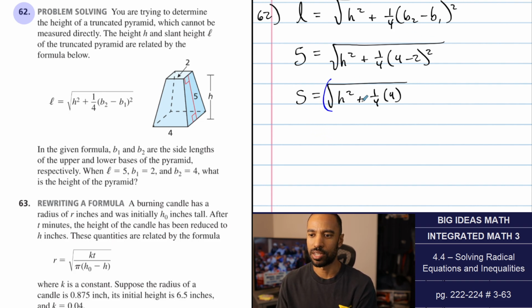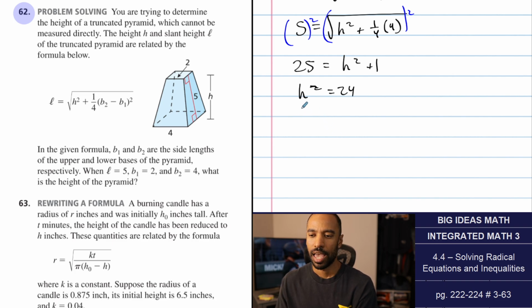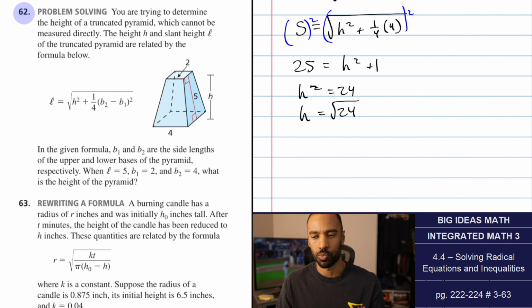Let's just square both sides now. I'll make sure to turn that into that. So we get 25. 25 equals, it's not a square root anymore, 25 equals H squared plus 1. Subtract 1. And take the square root of both sides. And you get, remember, there's no plus or minus involved here. I don't care to write 2 root 6. I'm going to be working this one out approximately. Square root of 24 is about 4.898. So I'll say around 4.9.